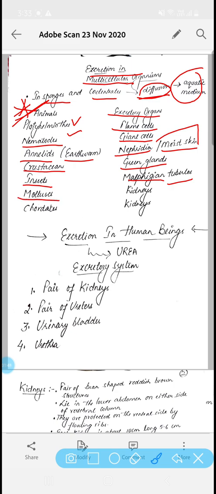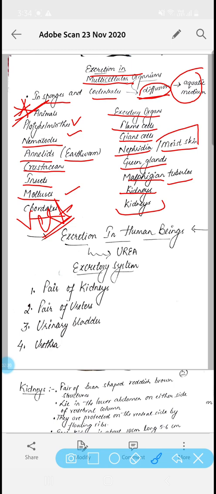Next one is mollusk. Mollusk means the shelled organisms. If you have heard about the snail, it is a member of the mollusk family. So these mollusks have kidneys for their excretion. Chordates, we can say different vertebrates, they also have the excretory organ like kidney. Okay, so you have to learn these excretory organs which are present in different kinds of animals. This is an important part, so you have to remember all these names.